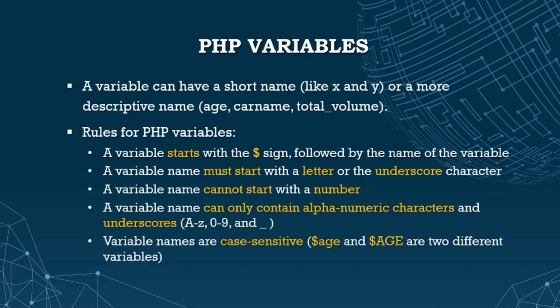So regarding the rules of PHP in creating variables, basically it's almost the same with other programming languages. The only difference is that the variable in PHP starts with a $ sign, then follows the name of the variable. It must also start with a letter or an underscore. Of course, it cannot start with a number. It should only contain alphanumeric characters and underscores. So basically, variable names are also case sensitive.